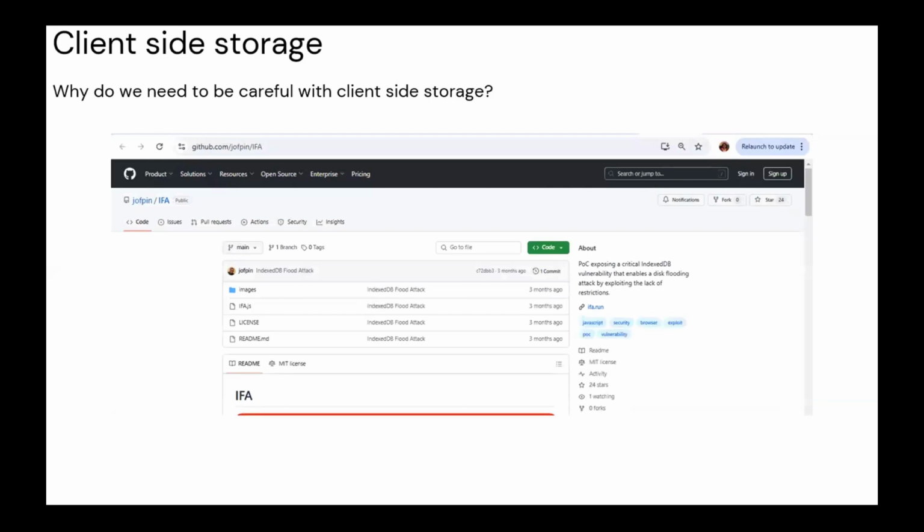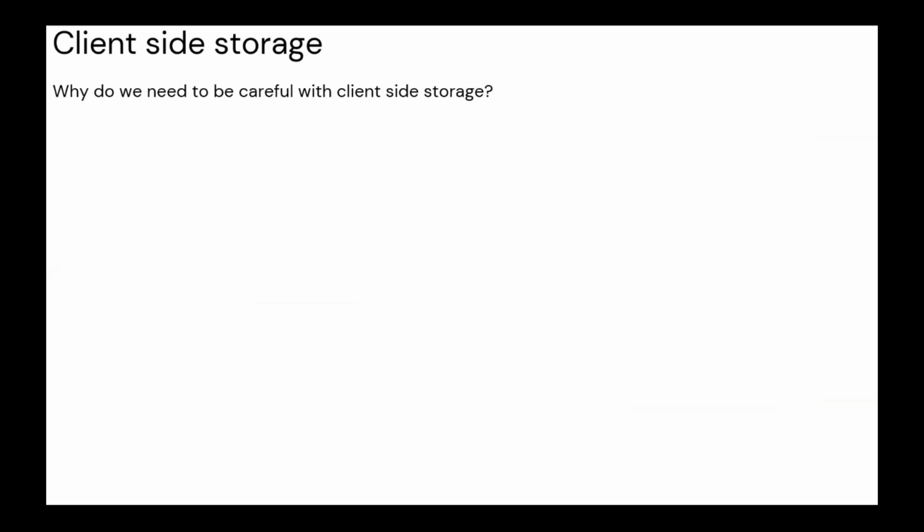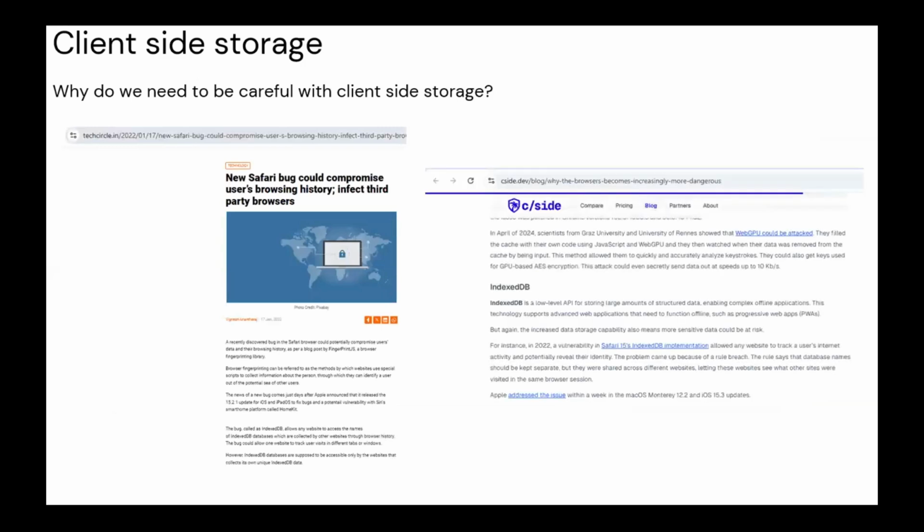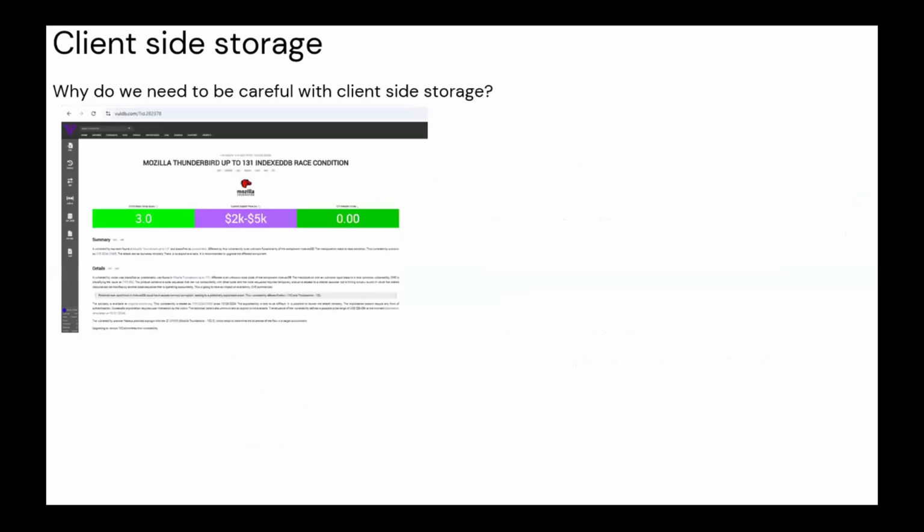There are also some GitHub projects with POCs exposing a critical IndexedDB vulnerability that enables a disk flooding attack. So why do we really need to be careful of this storage? As I said, there isn't a lot of information on the public network. This is the little I could find. There was a Safari bug that could compromise users' browsing history with third-party browsers. Then there is something from Seaside which talks about why browsers are becoming increasingly more dangerous with vulnerabilities in IndexedDB and such.